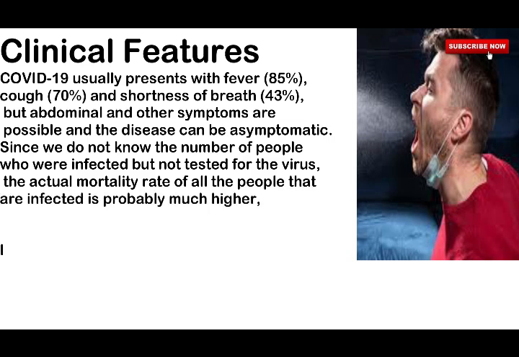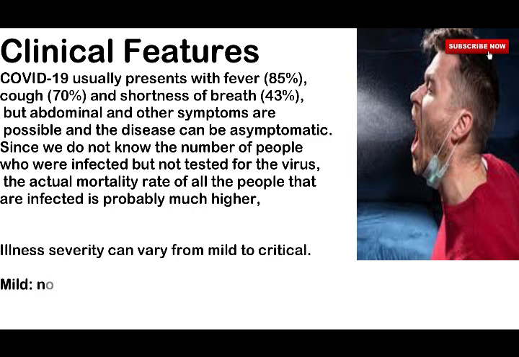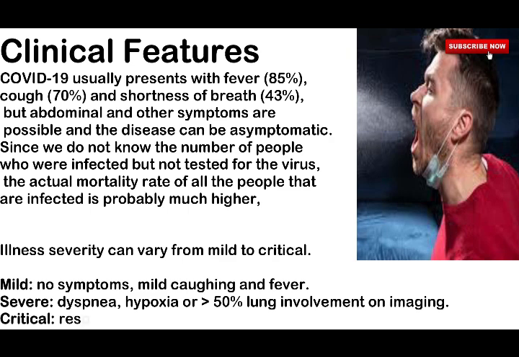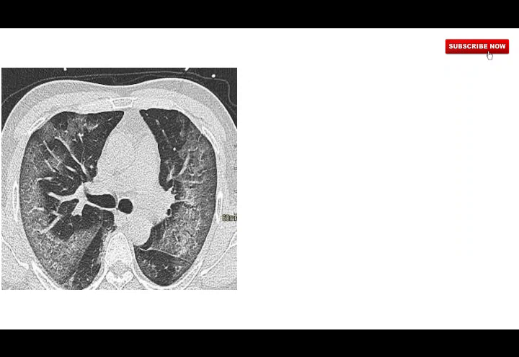Illness severity can vary from mild to critical. Mild: no symptoms, or mild coughing and fever. Severe: dyspnea, hypoxia, or greater than 50% lung involvement on imaging. Critical: respiratory failure, shock, multi-organ failure. Now we are going to discuss the CT chest.